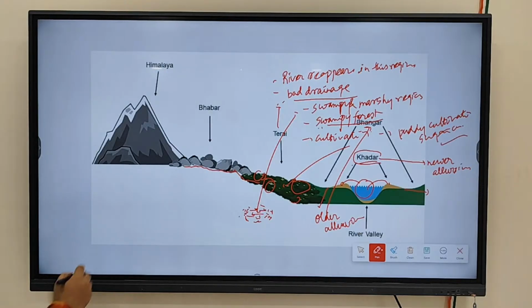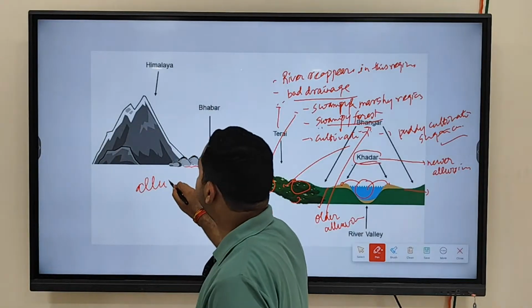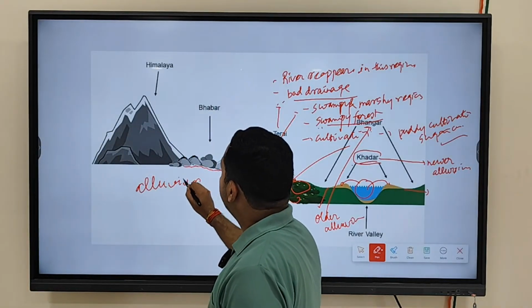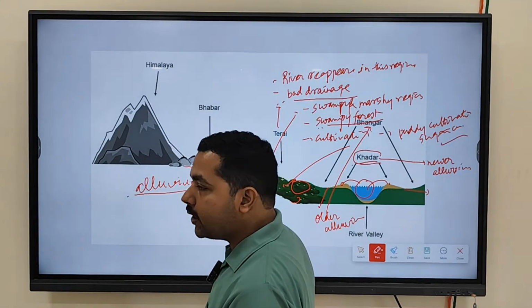Alluvium, A-double-L-U-V-I-U-M, alluvium. Alluvial soil is there, so alluvium.